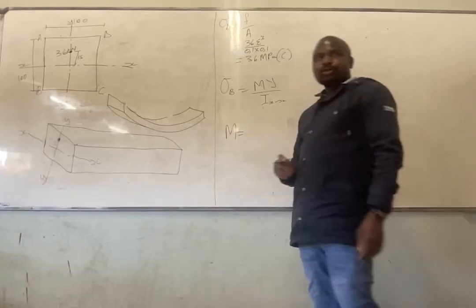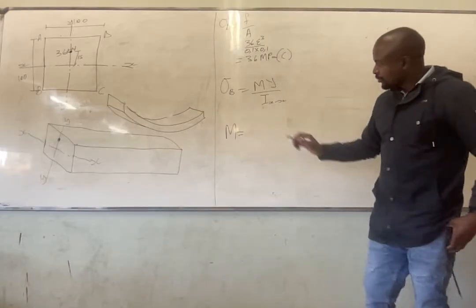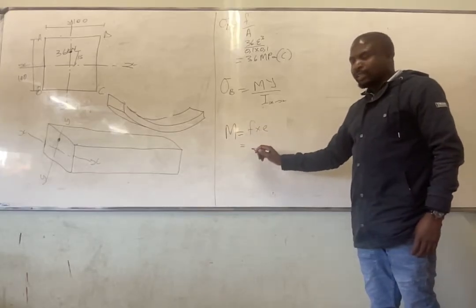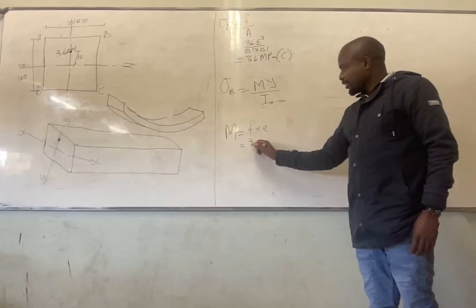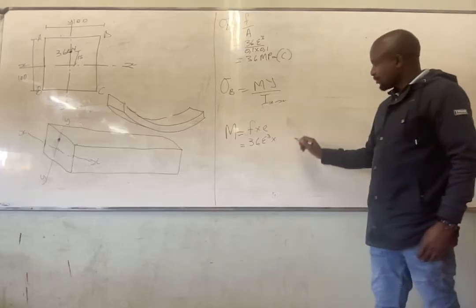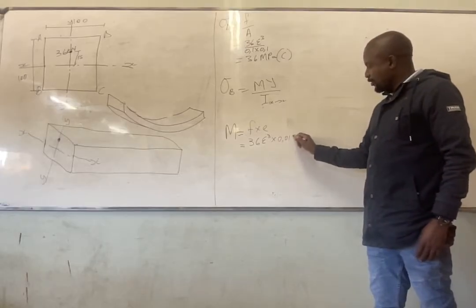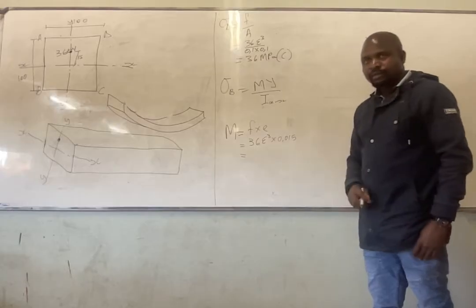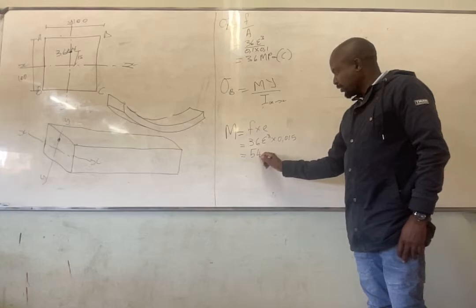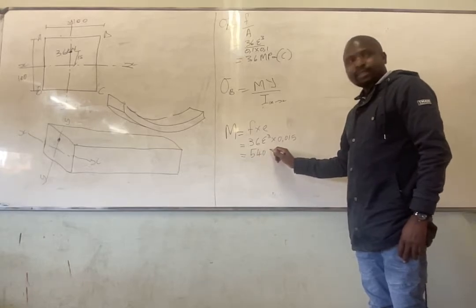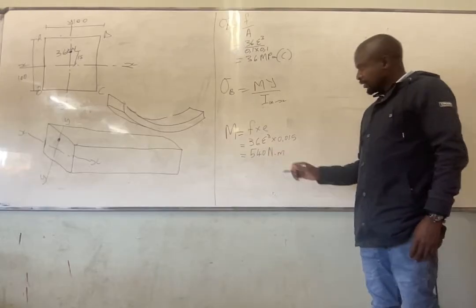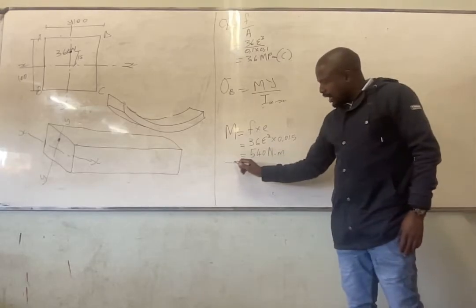Which formula are we supposed to use to calculate bending moment? F times E, eccentric distance. And what is our F? 36 exponent 3 multiplied by 0,015. And what we get? 540. Is it kilo or Newton? Newton meter, right?